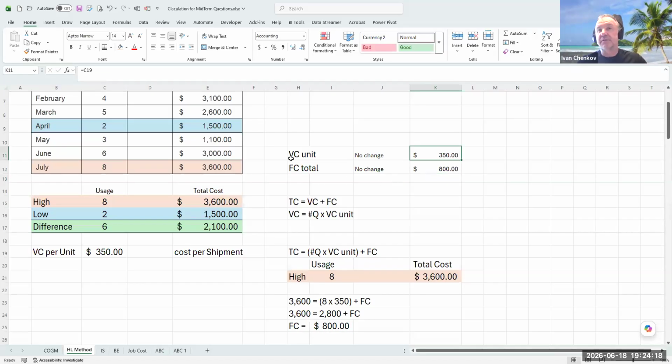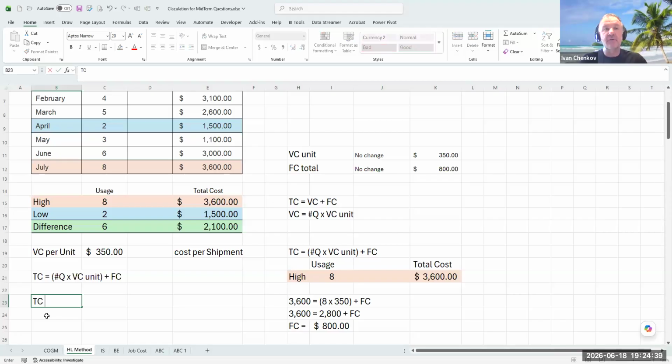I know the variable cost per unit, which doesn't change. Fixed costs in total, which don't change. Where are you gonna apply them? I'm gonna apply them in my formula for the total cost, and I'm gonna substitute the numbers. So I have now a universal formula, which is gonna be bracket number of the units times the variable cost per unit, which I already know is 350, plus the fixed cost, which I already know is $800.